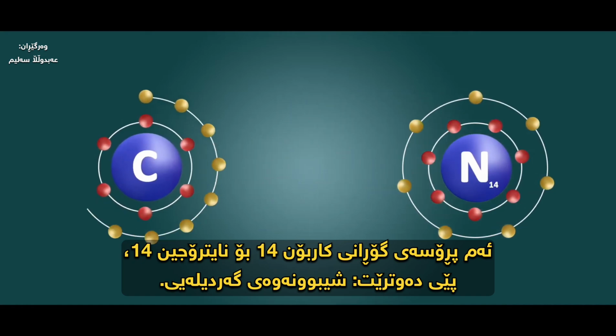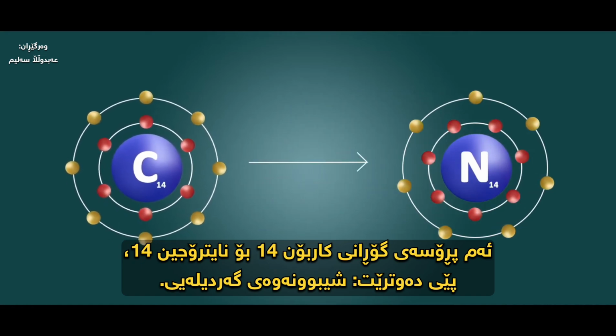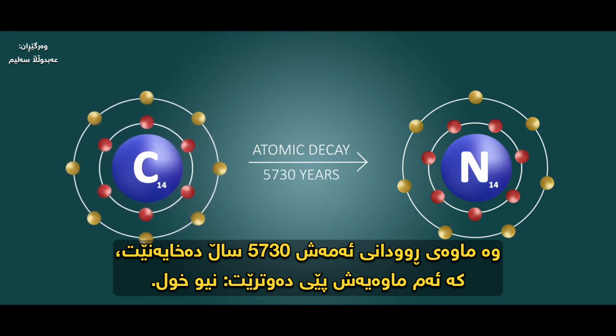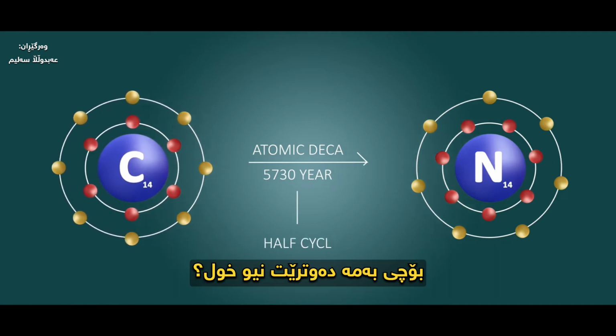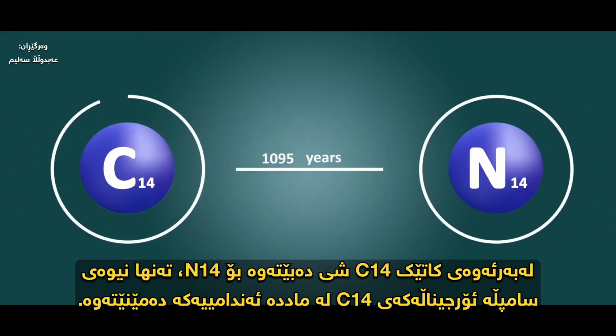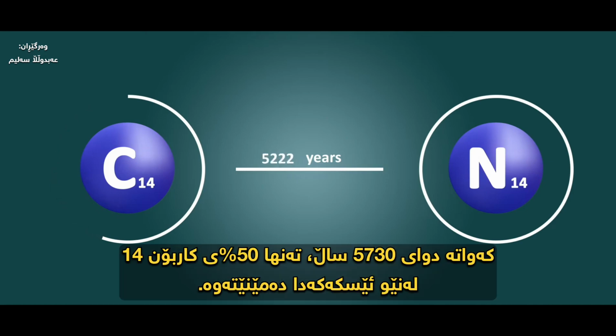This process of carbon-14 becoming nitrogen-14 is called atomic decay, and the time taken for this is 5,730 years, and this duration is called a half cycle. Why is this called a half cycle? Because when C14 decays to N14, only half the original sample of C14 remains in the organic matter. So, after 5,730 years, only 50% of the C14 remains in the bone.